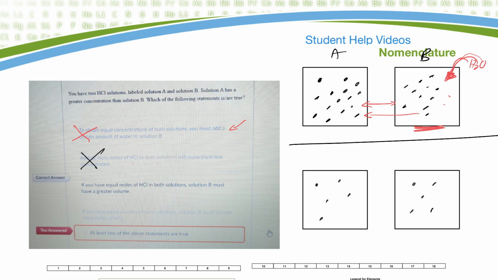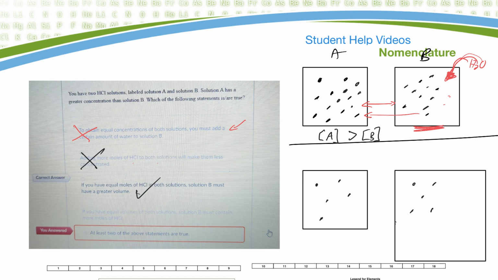But up above here, they said the concentration of A was greater than the concentration of B. So if they have the same volume, the concentrations would be the same. So in order for the concentration of B to be smaller, I'd need a bigger container. If I had a bigger container, then the concentration would be less. And so this one here, I think, would be true. Then there's a couple others.